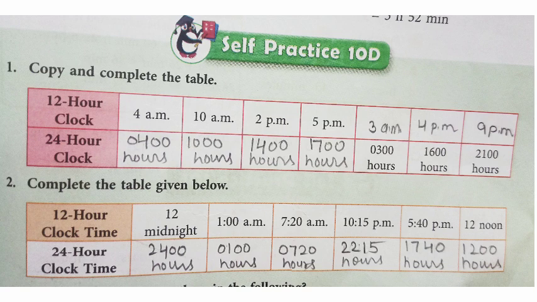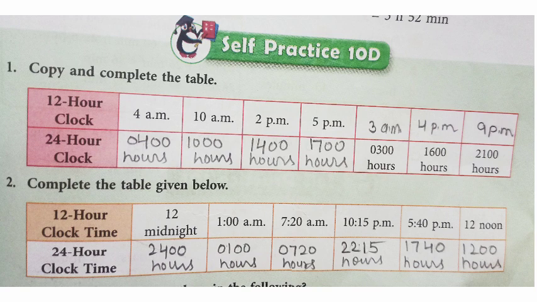Then we are given some timings for 24-hour clock, which we have to change in 12-hour clock, right? So 0300 hours it is given. So we have to understand that this is 3 a.m. Why a.m.? Because we know that before 12 noon it remains same, whatever the hours is there. Okay. So 3 a.m. Then 16. That means 12 plus 4 it is given 16. So we will write it 4 p.m.